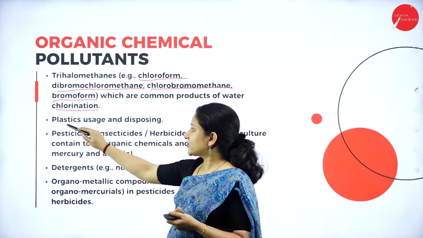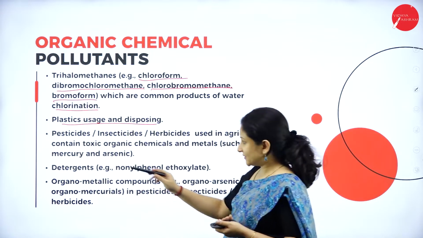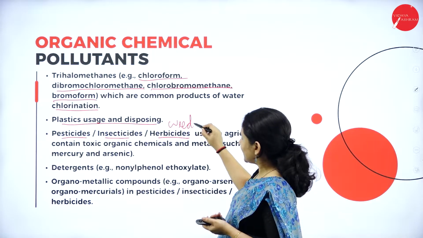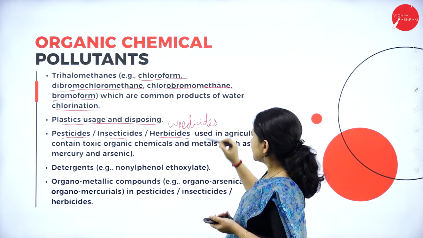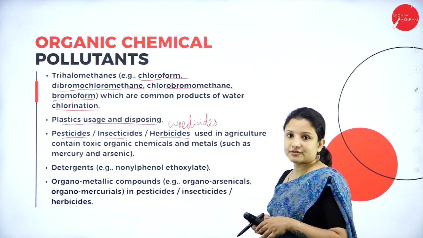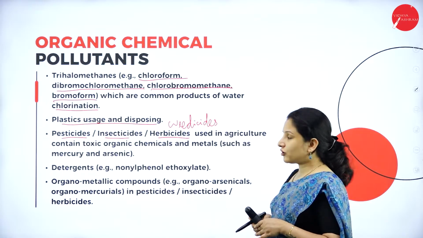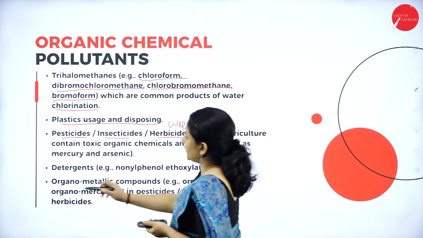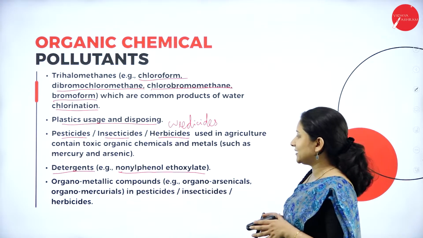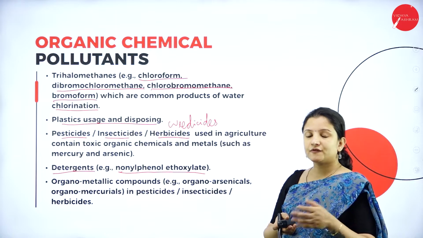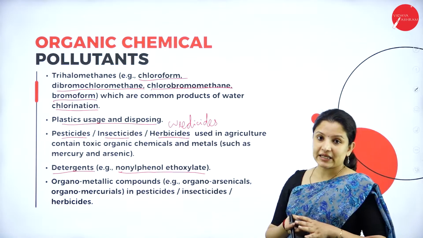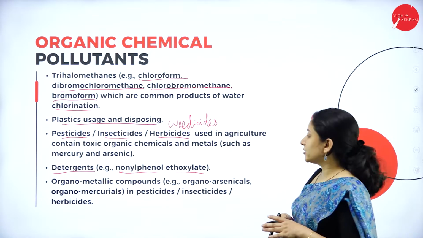And plastic usage and disposing. Next, the use of pesticides, insecticides, herbicides. Herbicides are nothing but weedicides, which are used to kill weeds in agricultural farms. All these also contain some toxic organic chemicals that can cause chemical pollution. And also we have detergents such as nonyl phenol ethoxylate. These detergents that are used for washing, and some of the detergents also contain lipases. So even these can cause chemical pollution.